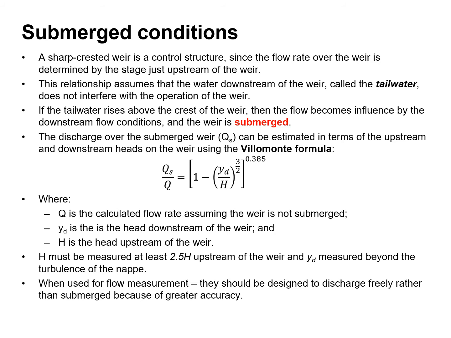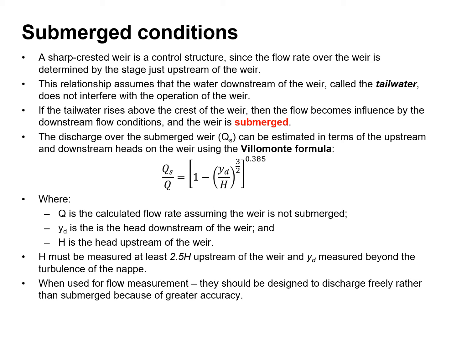A sharp crested weir is a control structure, since the flow rate of the weir is determined by the stage just upstream of the weir. And this relationship assumes that the water downstream of the weir, called the tailwater, does not interfere with the operation of the weir. If the tailwater rises above the crest of the weir, then the flow becomes influenced by the downstream flow conditions, and the weir is said to be submerged. The discharge over the submerged weir can be estimated in terms of the upstream and downstream heads on the weir, using the Villamonte formula.